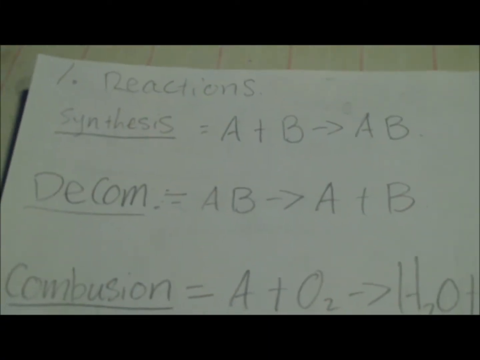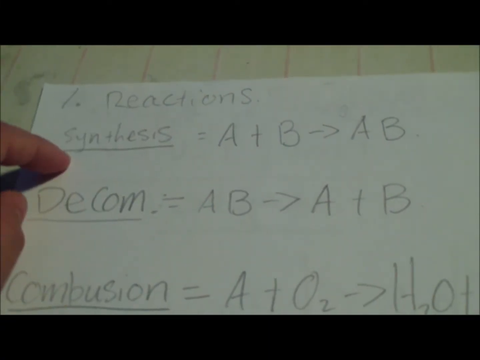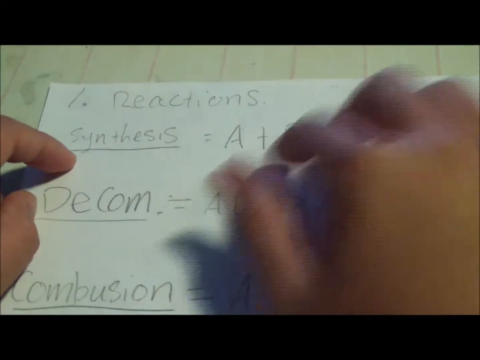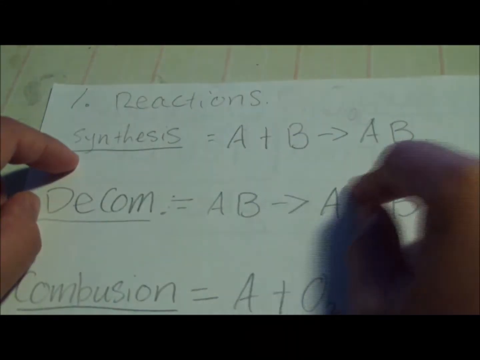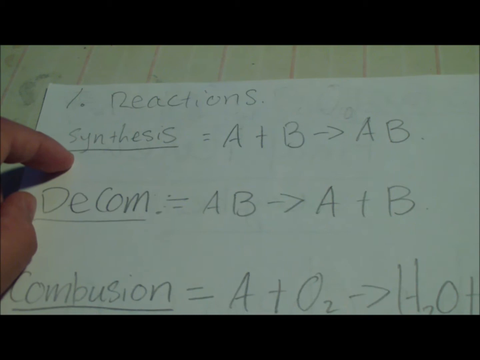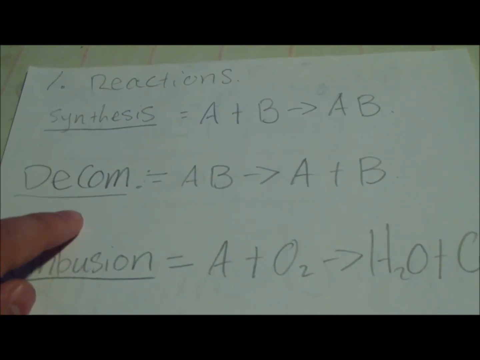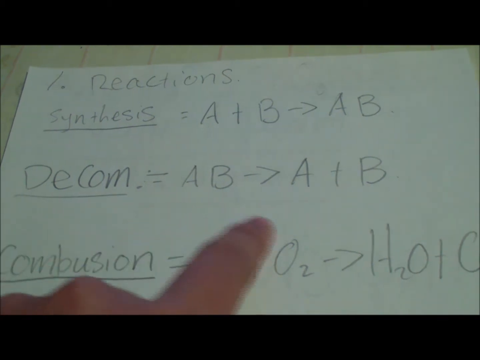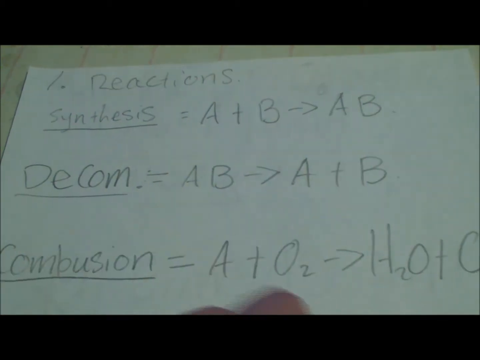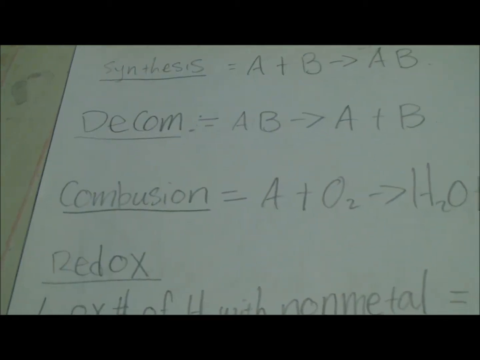Reactions first. This reaction is called synthesis. Basically, it's the combining of A and B, so A plus B equals AB. That's why I call it synthesis. Decomposition is the reverse: AB breaks into A plus B.